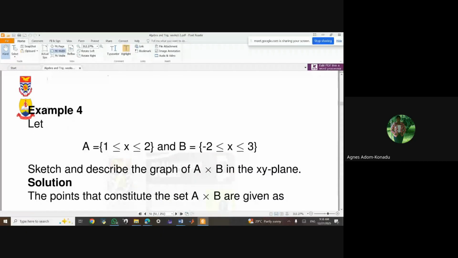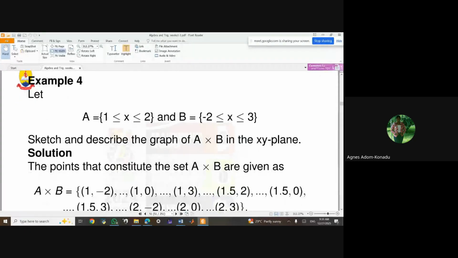I want to continue with our example. It says that let A be the set of x such that x is less than or equal to 2 and x is greater than or equal to 1. And then I have my B, x is less than or equal to 3 and x is greater than or equal to -1. We are asked to sketch and describe the graph of A cross B in the XY plane.